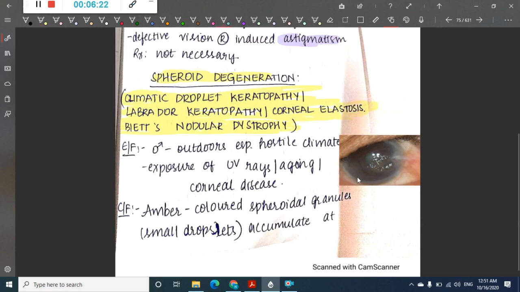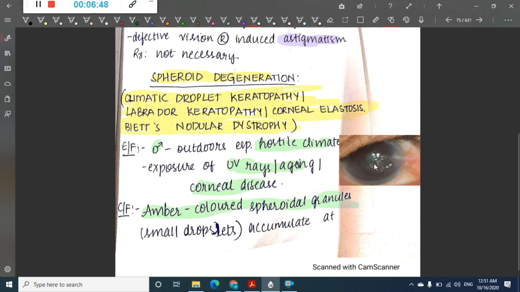So here, if you see, it is most commonly seen in males who are used in outdoors, especially in hostile climate. Whenever there is exposure to UV rays or radiation or corneal disease, it can cause this climatic droplet keratopathy or spheroid degeneration. Here mainly amber colored spheroidal granules are seen, and these are accumulated.